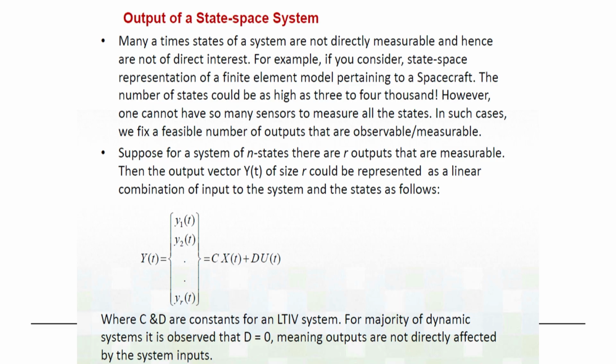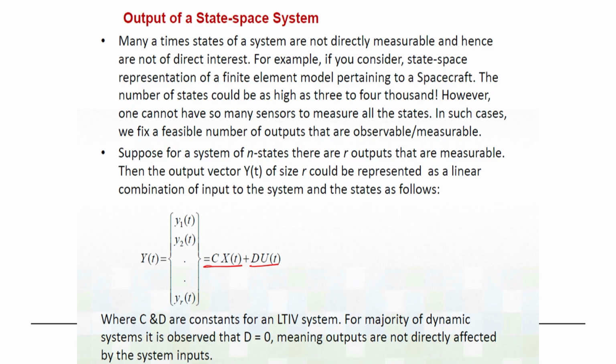Now, the output of a state space system can be defined in terms of the states. It can be something as simple as y(t) equals some constant times the states, but if the input disturbance is also affecting, then I can have some extra term like D u(t) in it, but in general D is 0.